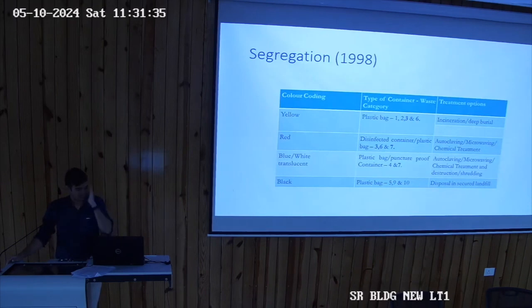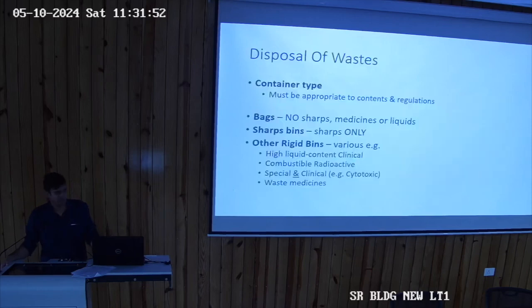So as I said, for the 1998 rules, in yellow we could have put category 1, 2, 3, 6, and in red category 3, 6 and 7. As you can see, category 3 and 6 are overlapping in both the bags. Category 7 is overlapping between red and blue, and that was the problem.